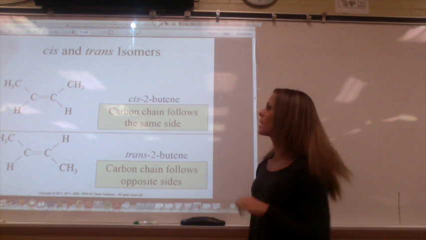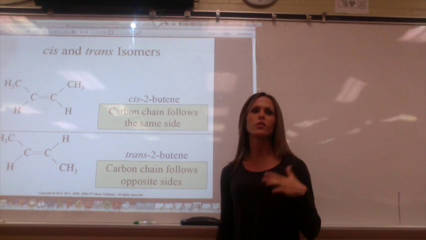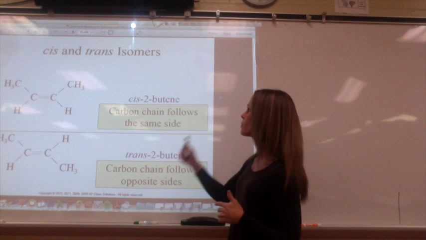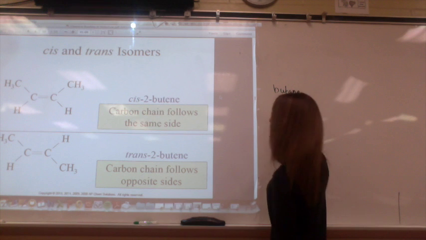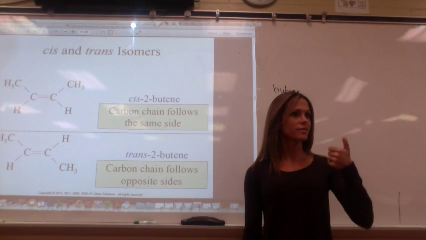So this is cis-2-butene. I'm just going to give you a little organic chemistry. You don't need to know it, but where does the butene come from? You probably have heard of butane. Have you? It's in your lighter.